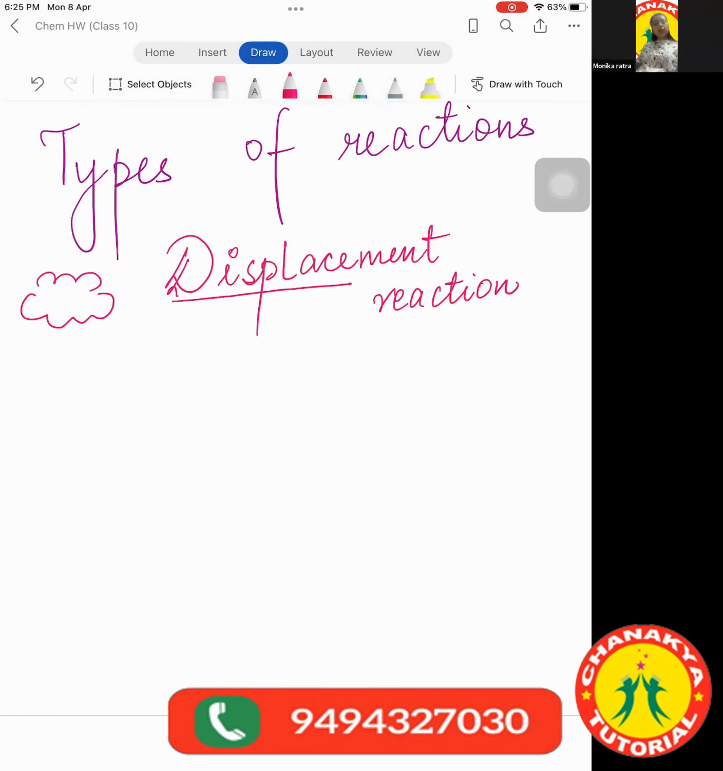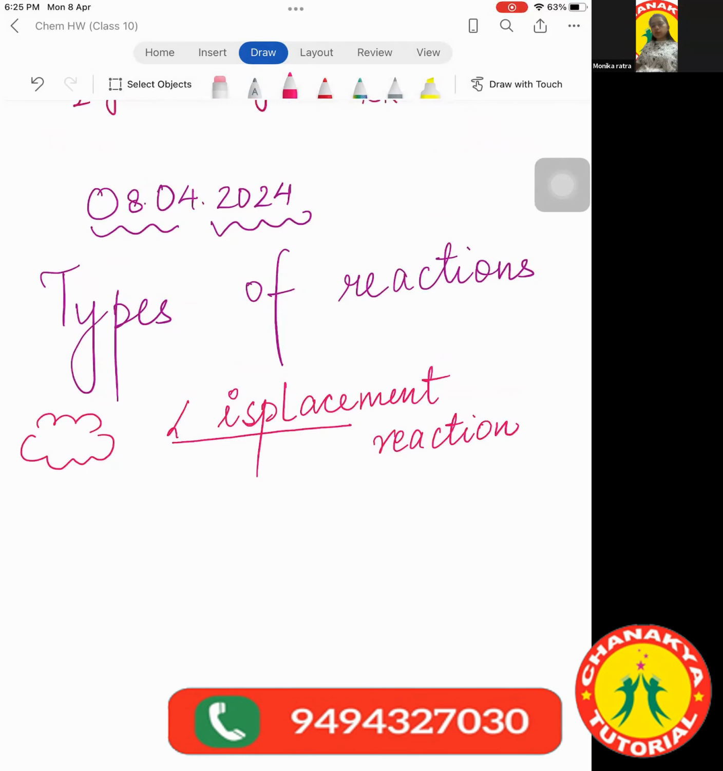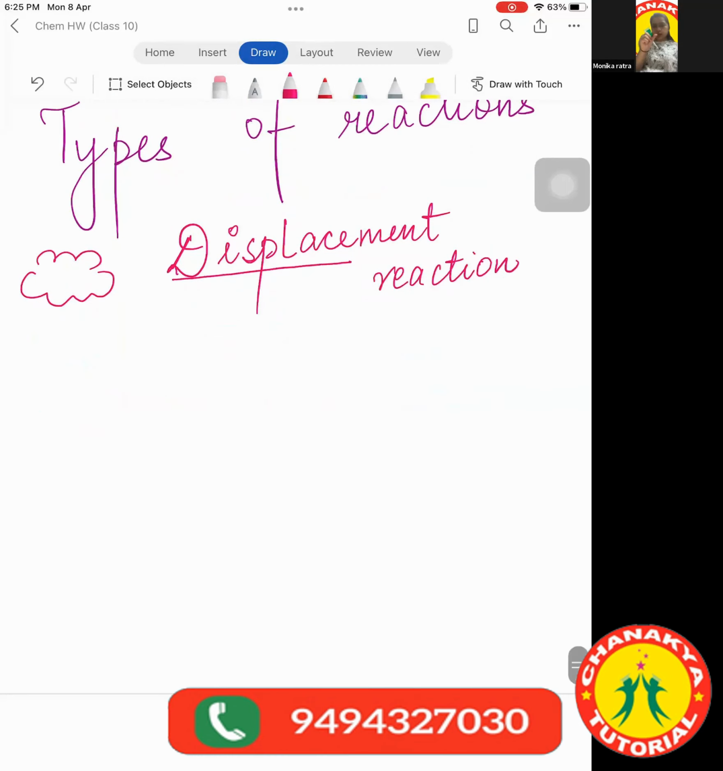Okay. So if you look at the term displacement reaction, you can easily observe the main word which is there, displacement. Displace, sorry. What do you mean by displace? Means to remove, right?